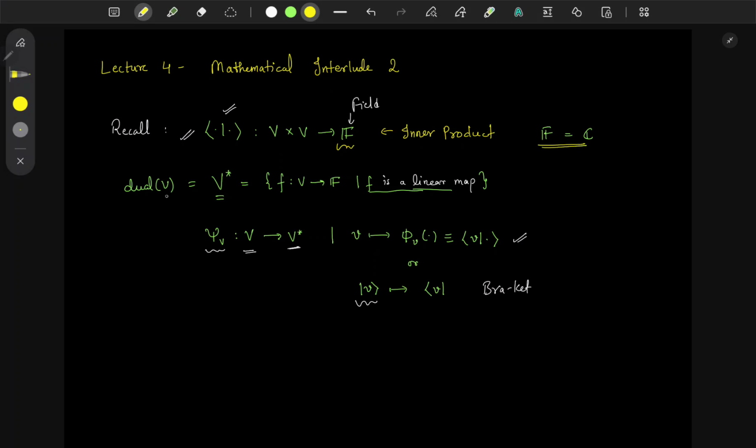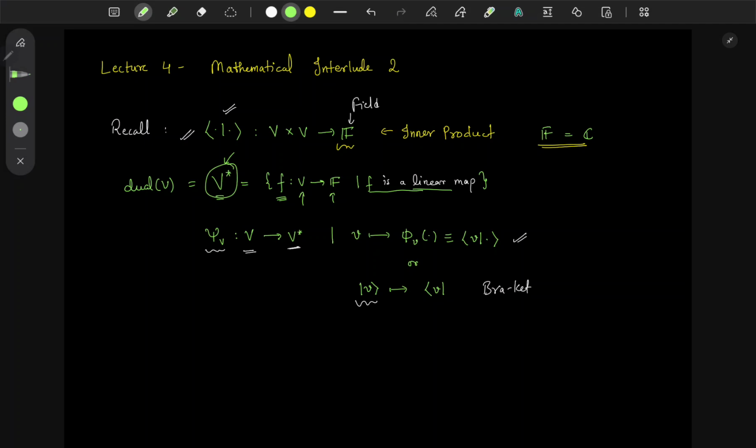Now given a vector space V, there exists another vector space called V star, which is the set of all the linear functions which take a vector as an input and give a number as an output. Such a set of all linear maps is called V star, or the dual space of V. In short, the dual of V. We usually denote it with V star.